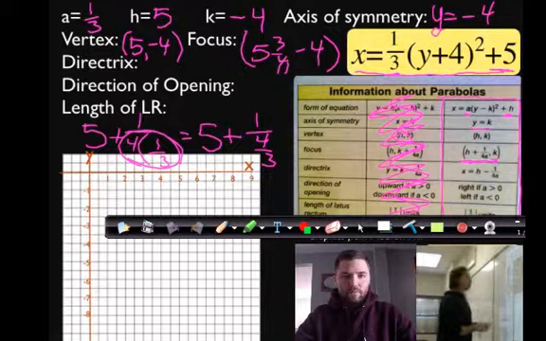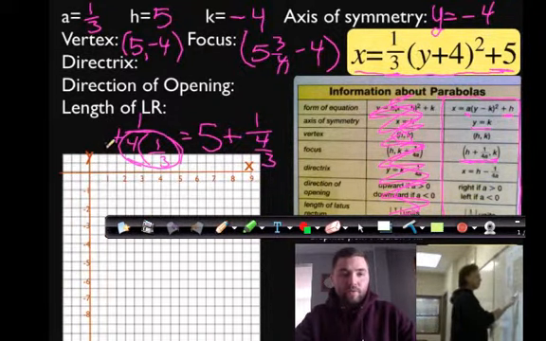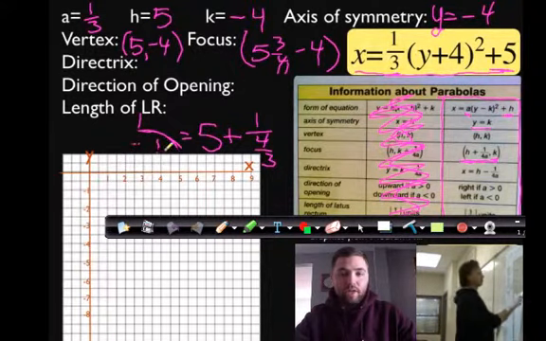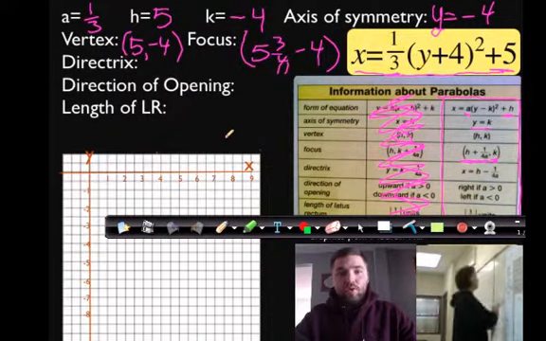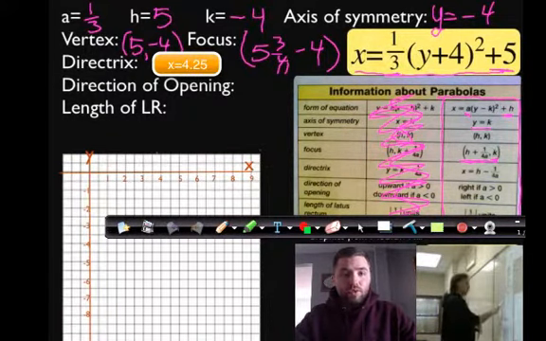Mr. Creswell is going to talk to you about the directrix here. Okay, the directrix is at h minus 1 over 4a instead of h plus 1 over 4a. So instead of taking 5 plus 3/4, we're going to take 5 minus 3/4. That puts us at 4 and 1/4 for the directrix. x equals 4 1/4 for the directrix.